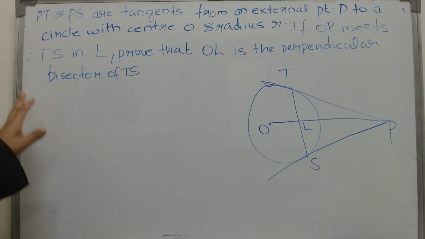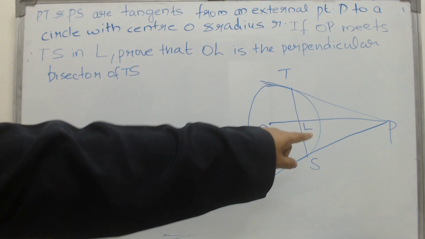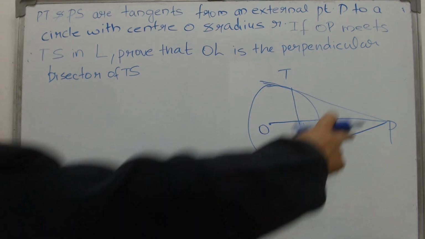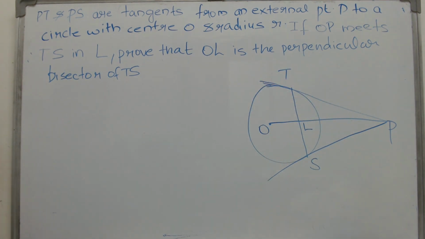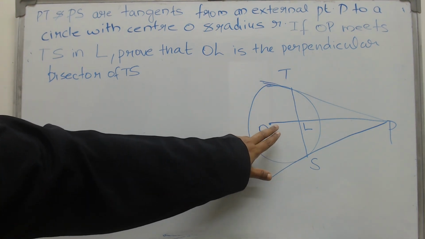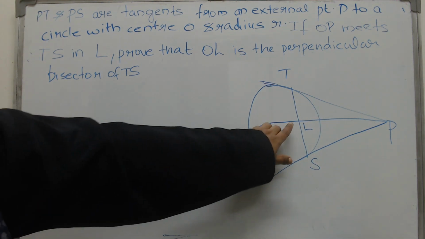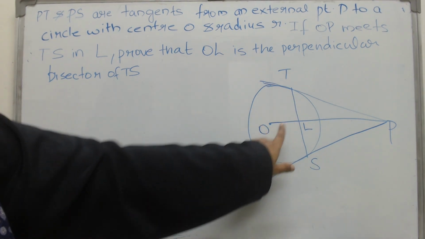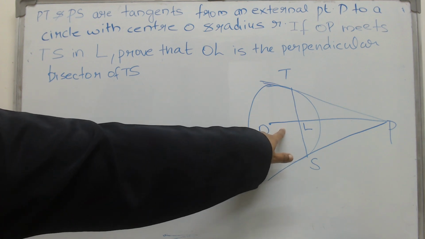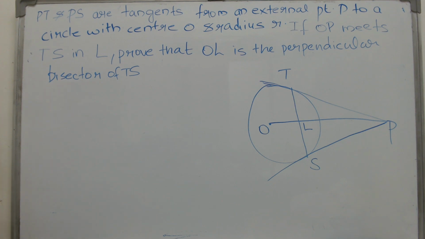This question is based on the tangents of a circle. We have a point P, two tangents PT and PS to a circle whose center is O. Now, if we join OP, we have to prove that the point where it meets TS, L, that OL is the perpendicular bisector of TS.